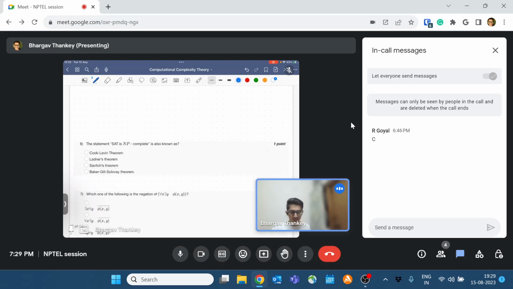Okay. So the next problem is: the statement SAT is NP complete is also known as which of the following? Yes, this is the Cook-Levin theorem statement.